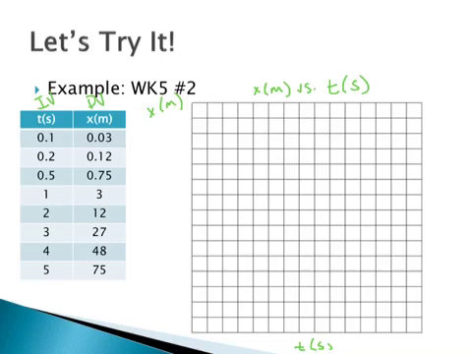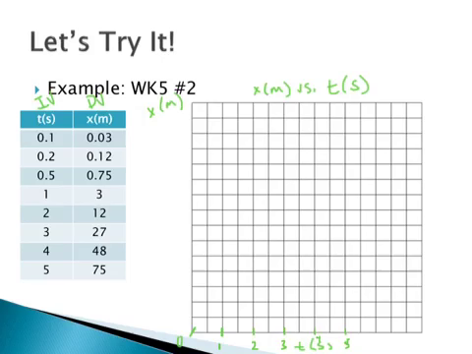Now looking at my data, I want to be able to graph this, so I'm going to check my data and choose a scale. I'm going to start at 0, 0. For my scale, let's start with my x variables, or my time in seconds. I start from 0.1 and go to 5. I'm going to choose a scale of 0.5, so every 2 boxes I have 1. I'm going to go 1, 2, 3, 4, and 5. So my scale is 0.5 because every box represents a half. Every 2 boxes would be 1.